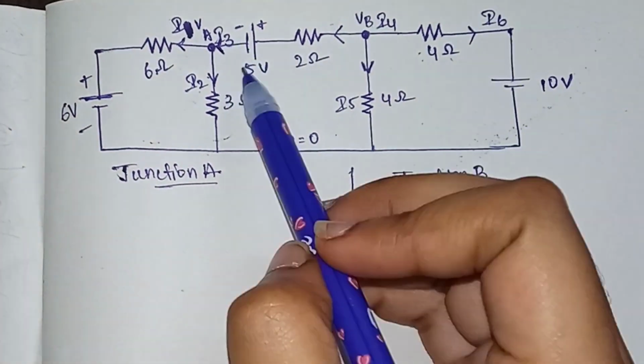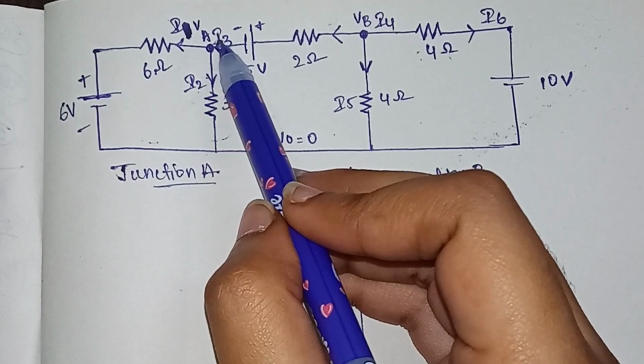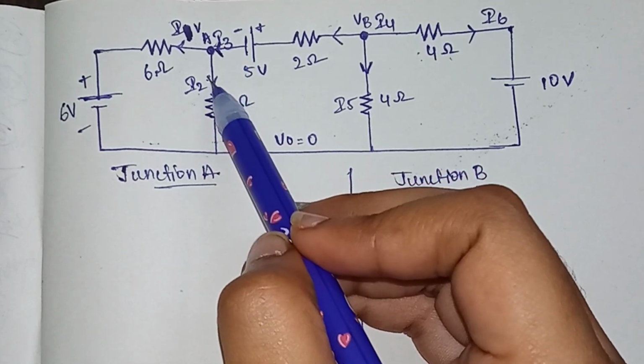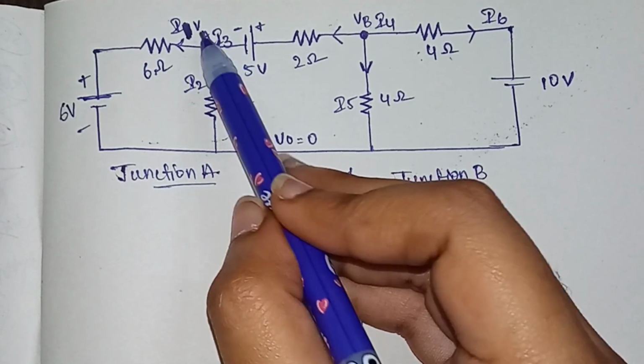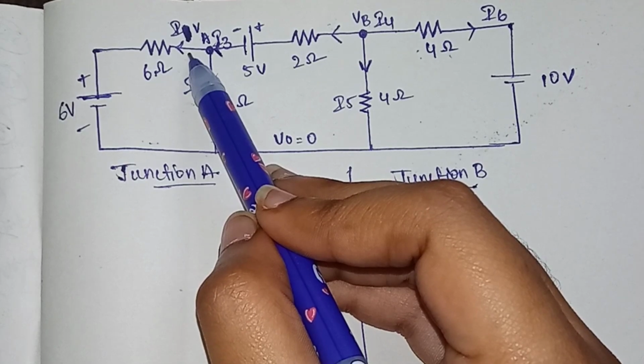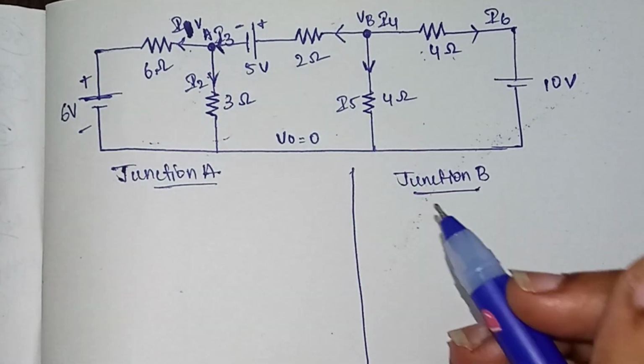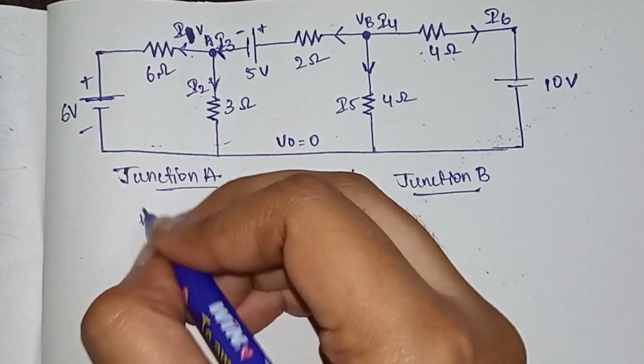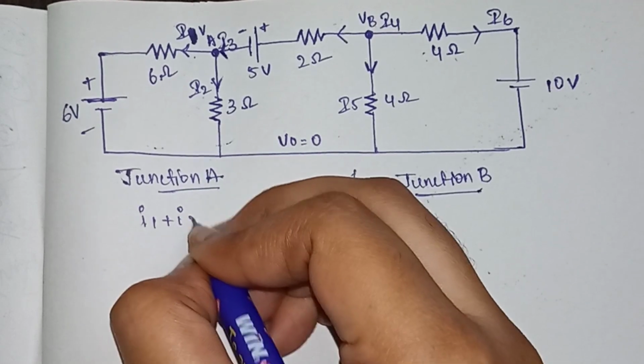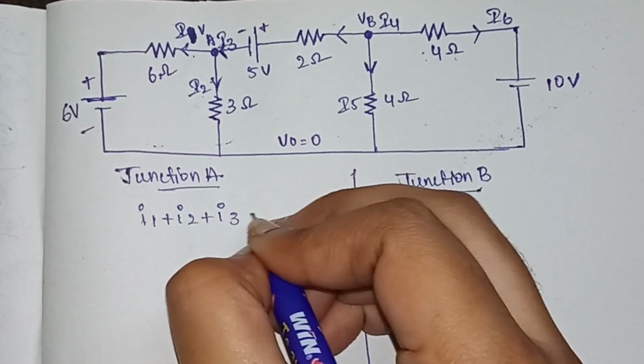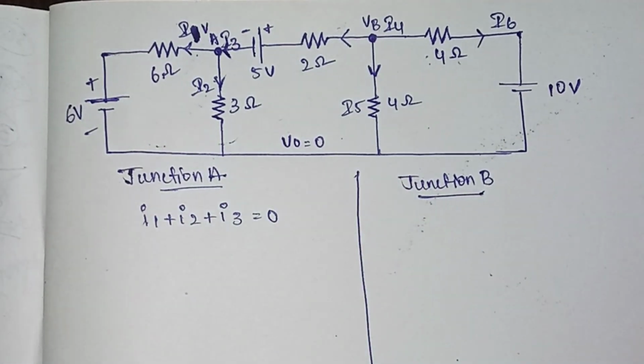So all these currents are moving in outgoing direction, right? I2 is moving in outgoing direction, I3 and I1 are also moving in outgoing direction. So what will be your KCL equation here? I1 plus I2 plus I3 equal to 0 for junction A.